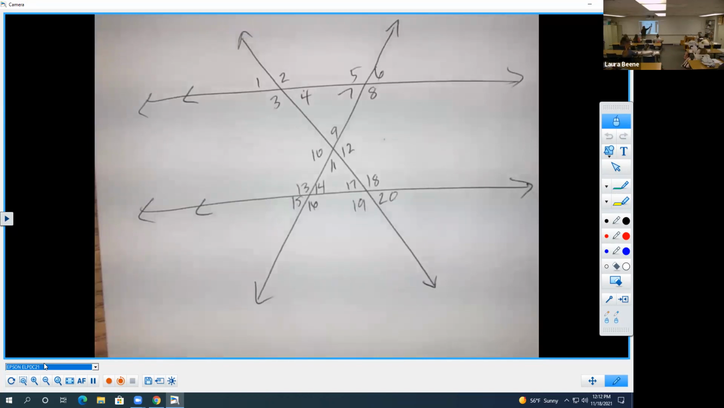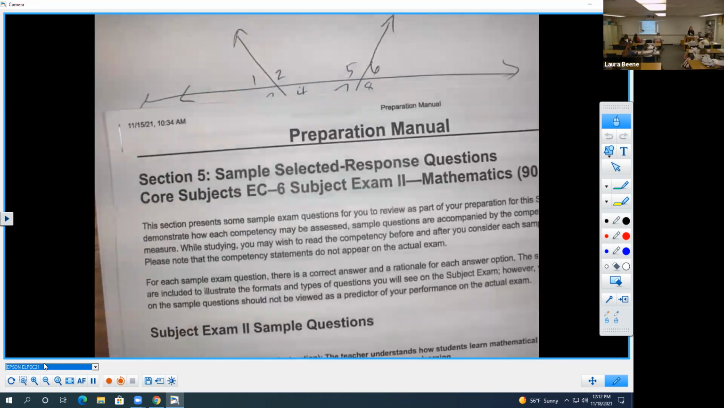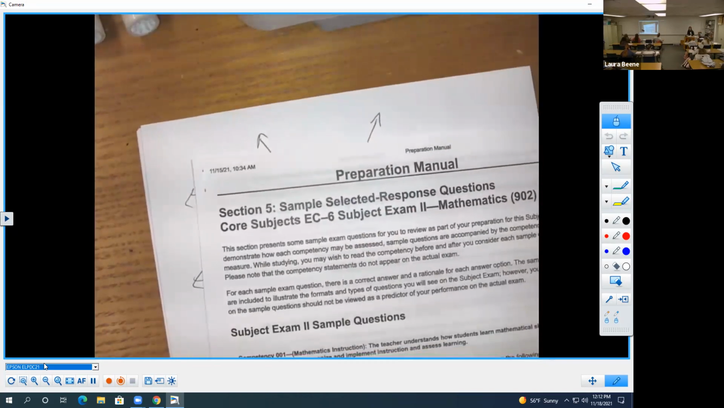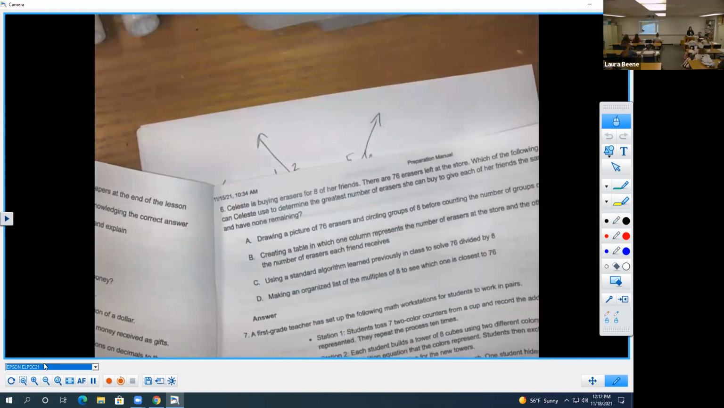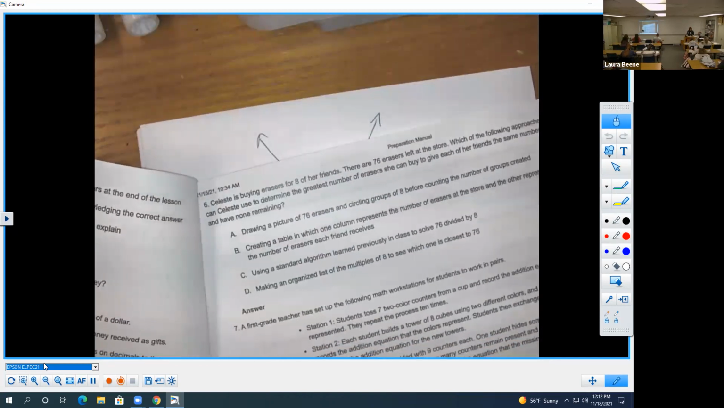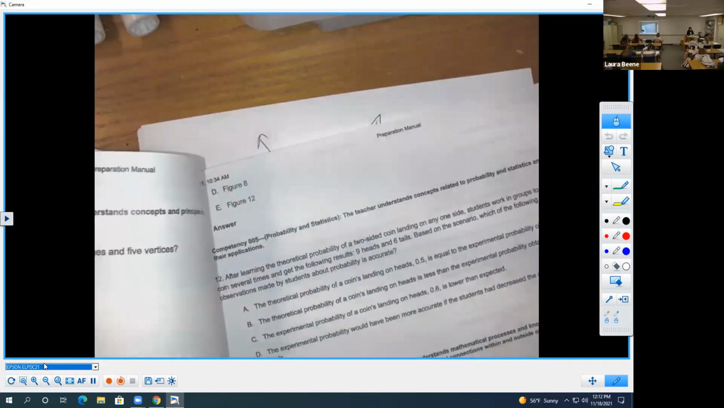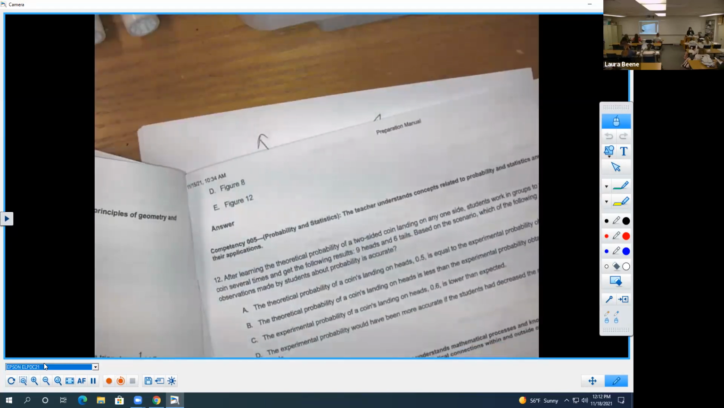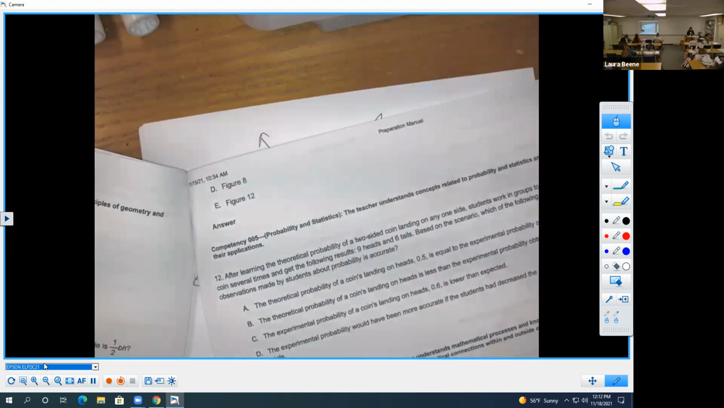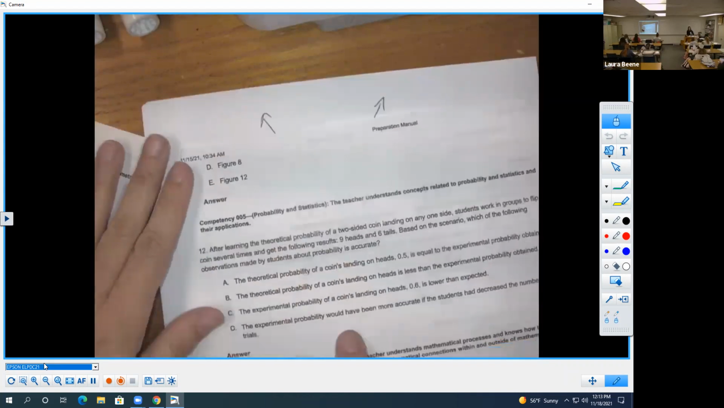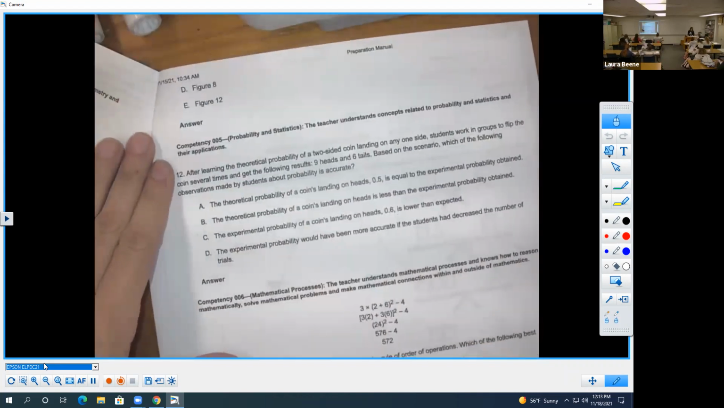Okay, so I want to take a second and talk about that paper. I literally have like 2 minutes, but I want to show you some stuff that are literally problems we did in here. It's broken down into all the competencies. This class does not cover all the competencies. One thing it did cover, number 12, is probability and statistics. We literally just went over that.